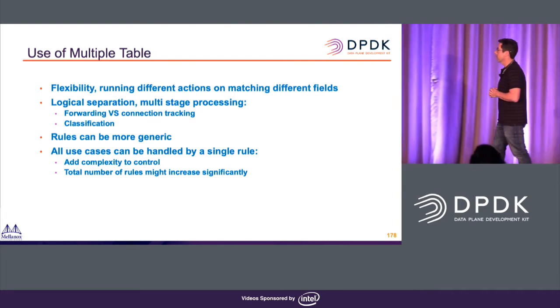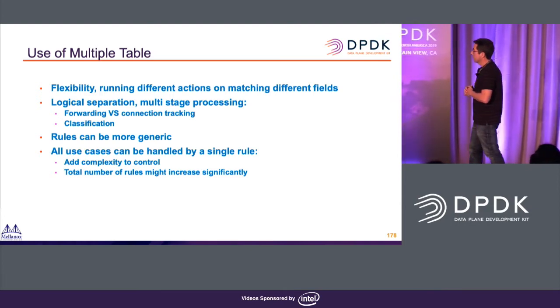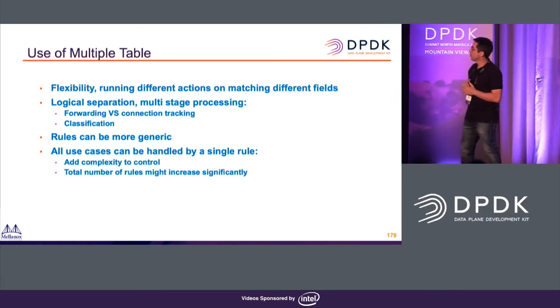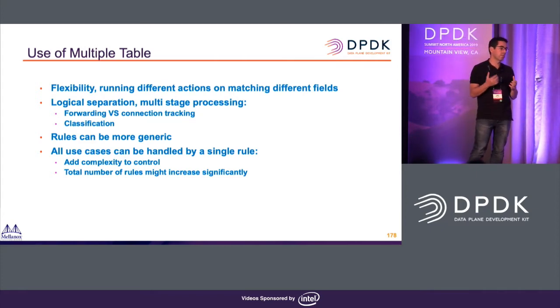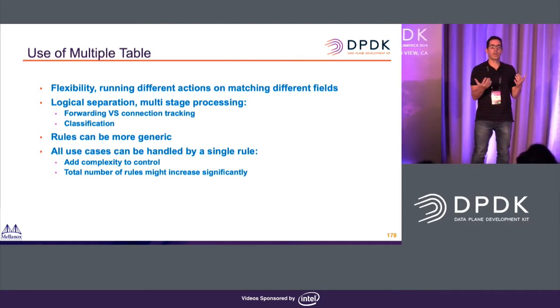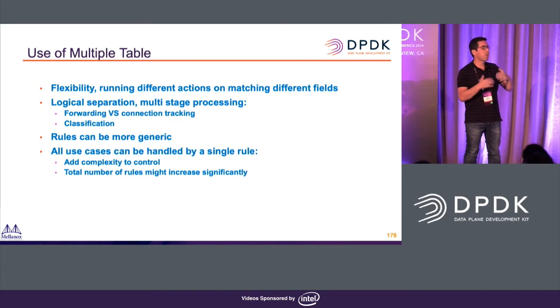A second reason is that multi-stage processing is many times much easier to do in software. For example, if you have forwarding and connection tracking. The target of the connection tracking is usually security groups. You want to do a security policy. And the rest of the forwarding rules is the next hop. You want to configure the next hop.